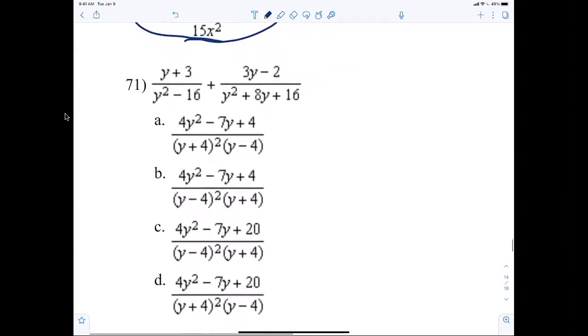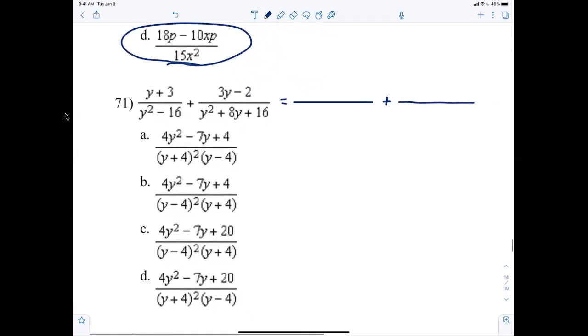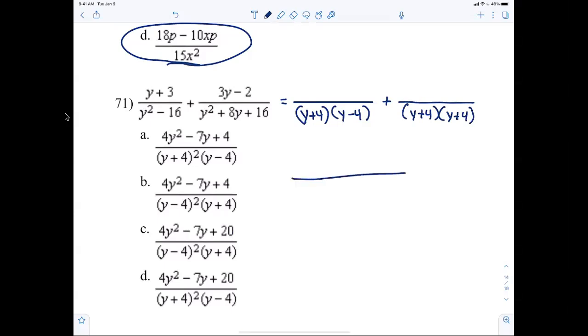Okay, now this one was annoying. All right. So again, in order to do this problem, we need a common denominator. So you need to factor. So there's two. So it's y plus 4 squared. All right, so I want you to look on the left, and it's y plus 4 times y minus 4. And then on the right, it's y plus 4 times y plus 4. Then you have to multiply the left side by y plus 4 and the right side by y plus 2.